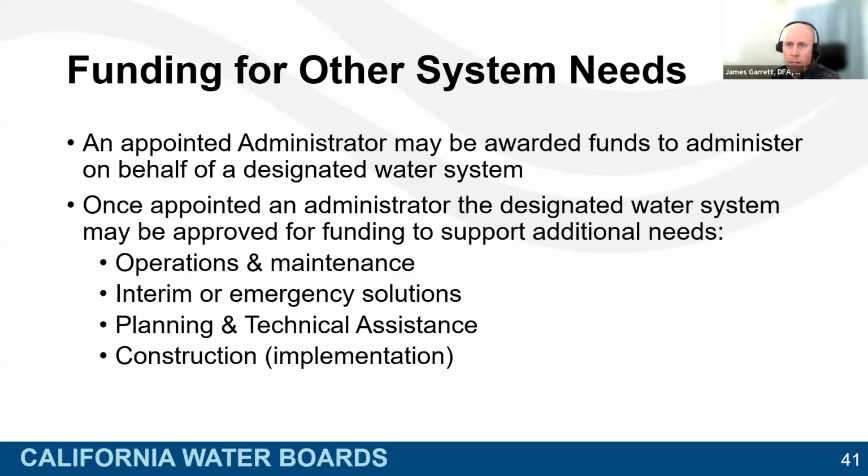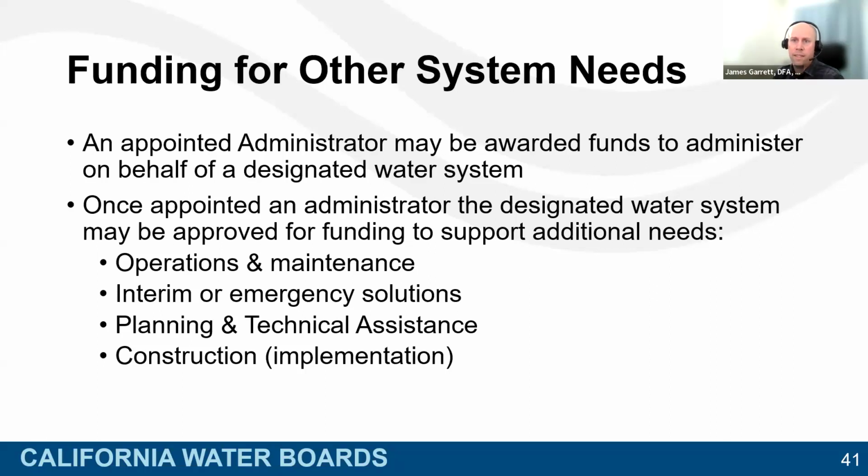Once an administrator has been appointed, DFA is able to provide funding to a designated water system directly. They could also provide funding to the administrator, the administrator's subsidiary company, or the administrator's designee, which is allowed by guidelines and policies that are in place, as well as the authorities given by the administrator's authorizing resolution. So that is to say that if there are certain concerns with DFA contracting directly with a designated water system, for instance, they might be in poor standing with the Franchise Tax Board, we would have other options to contract directly with the administrator or a subsidiary to address funding needs and address the water quality issues for the system.